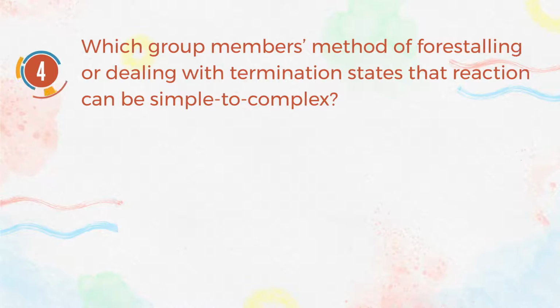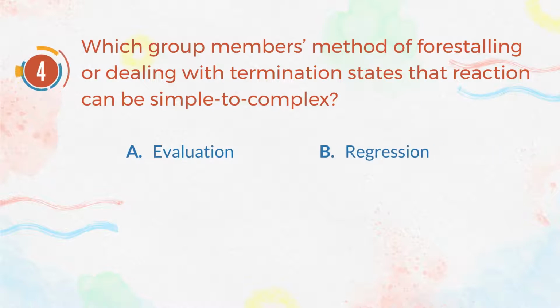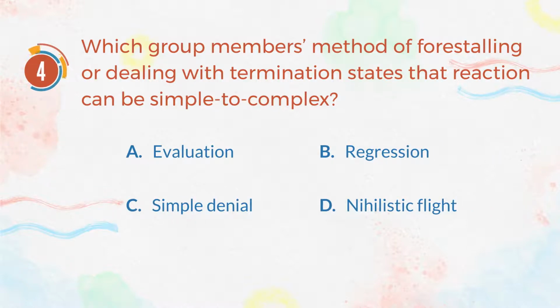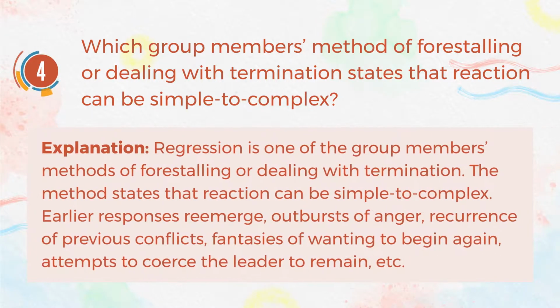Number 4. Which group member's method of forestalling or dealing with termination states that reaction can be simple to complex? A. Evaluation. B. Regression. C. Simple denial. D. Nihilistic flight. The correct answer is B. Regression. Explanation.